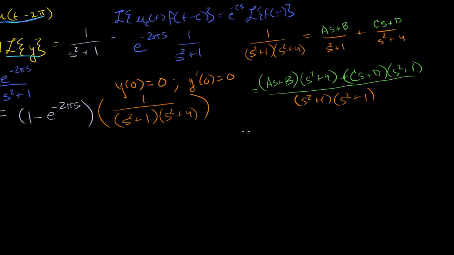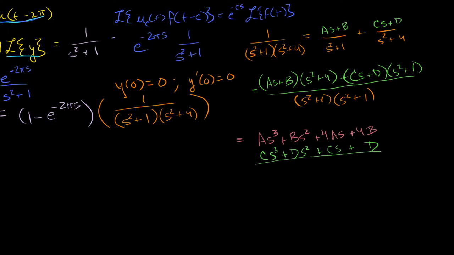So this top can be simplified to as to the third plus bs squared plus 4as plus 4b, and then this one is, you end up with cs to the third plus ds squared plus cs plus d.